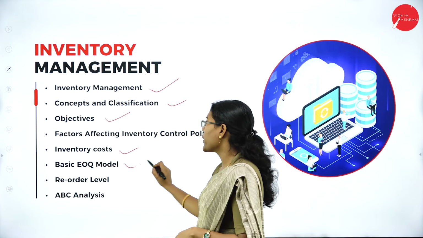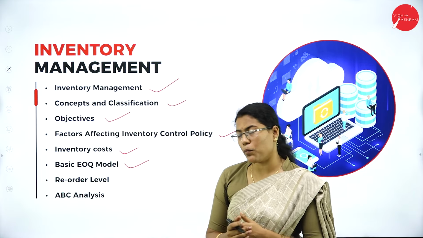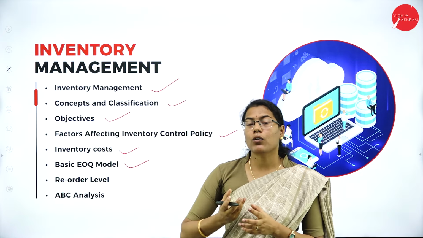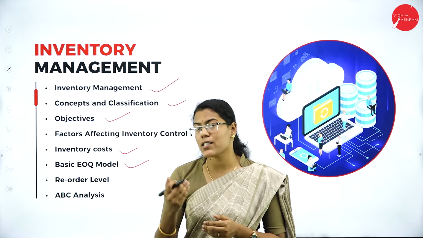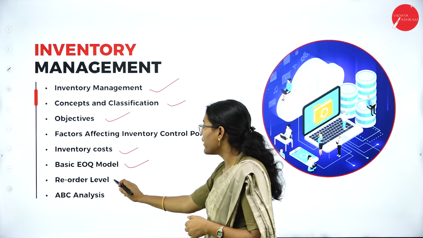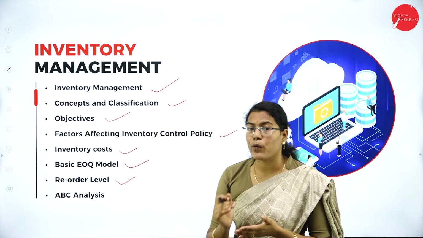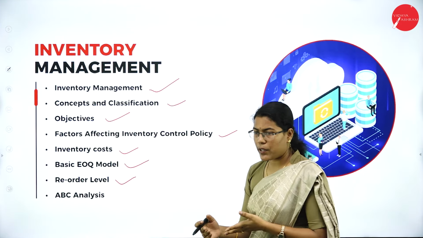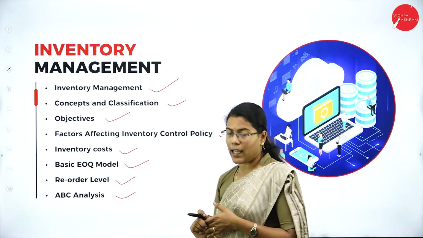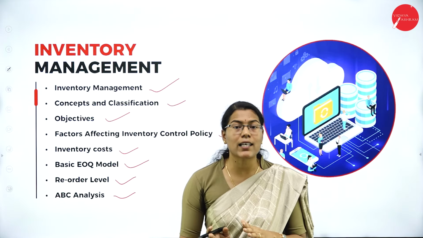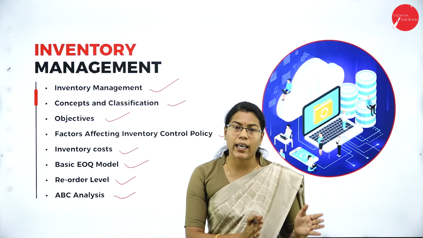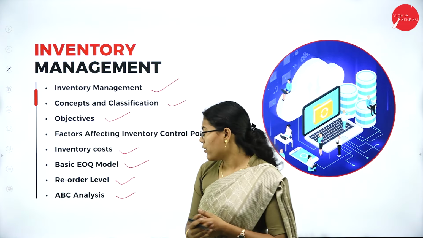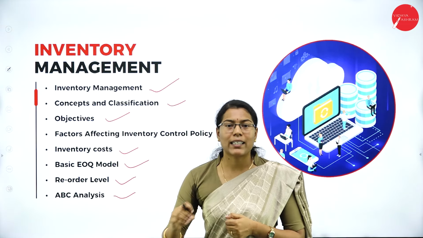Then the basic EOQ model, the economic order quantity model, which says what is the optimum order quantity that minimizes the cost of inventory. Then we have reorder level. This is the level at which the reorder should be made for the inventory in the production unit. Then we have ABC analysis. Here the inventories are classified into 3 categories: category A, B and C. The category A materials will be highly valued, whereas category C materials will be the least valued.